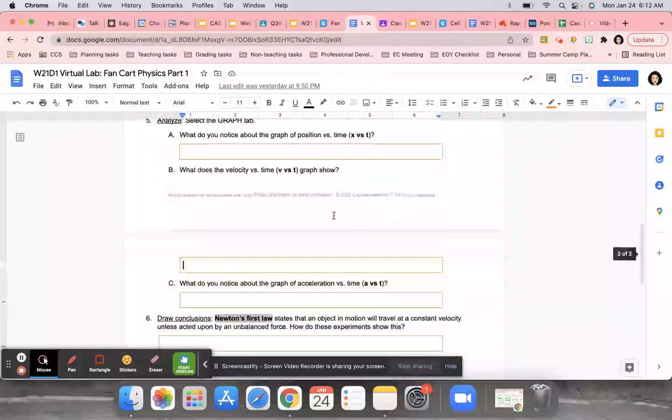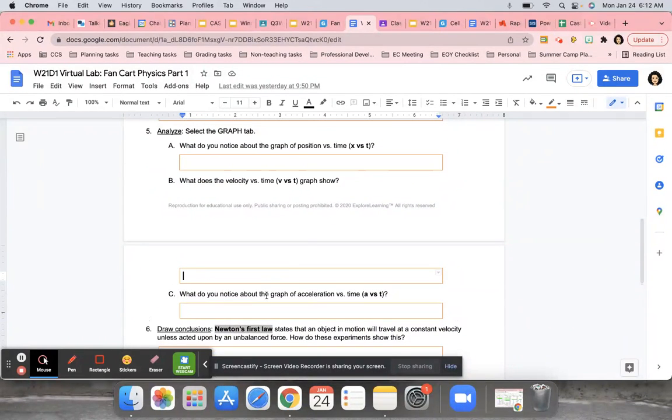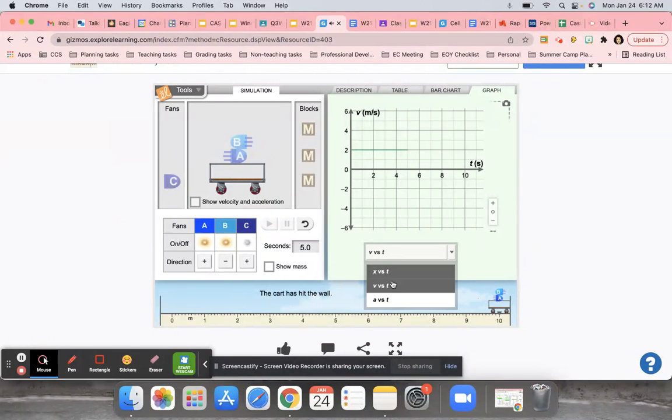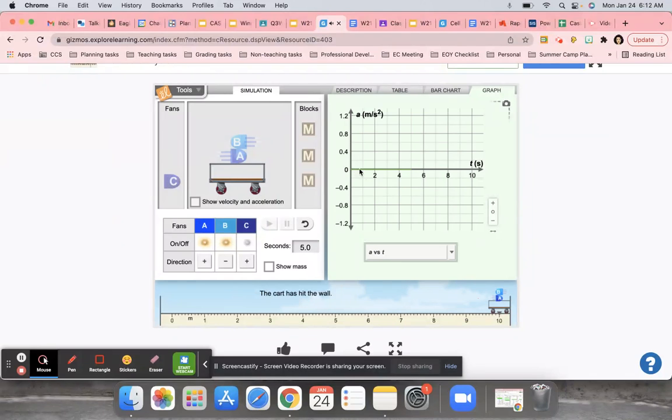Next is, what do you notice about the graph of acceleration versus time? So for the acceleration, okay, it's just at 0. So meaning, is there an acceleration or is there no acceleration at all?